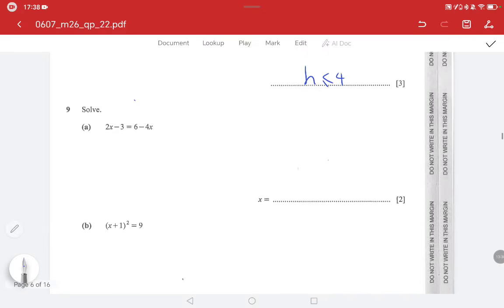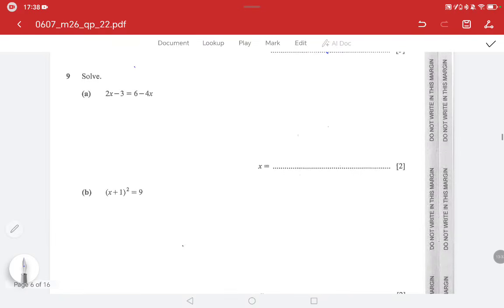Next one, solve 2x minus 3 equals 6 minus 4x. We need to collect all like terms on one side. So we have here 2x and this negative 4x. If on both sides you add 4x.